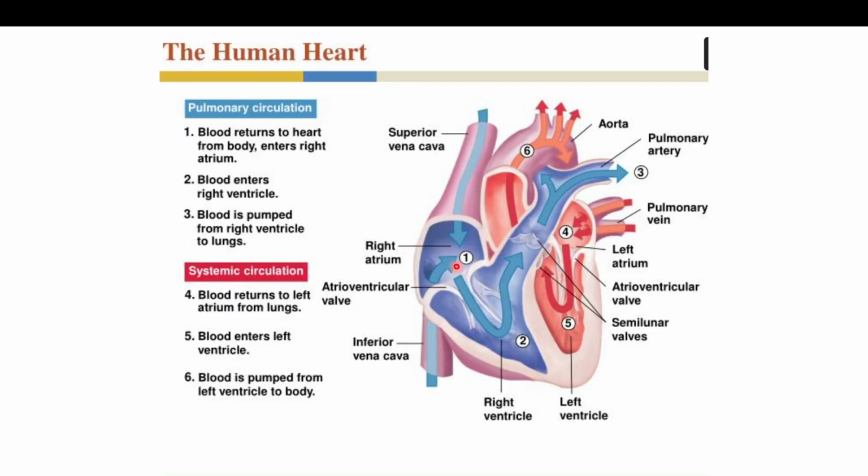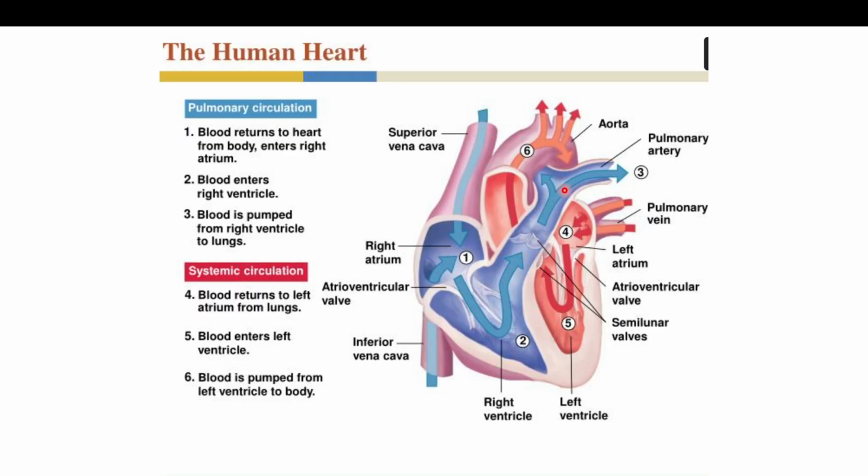Now, if we look at it one by one, this is the right auricle or right atrium, where the blood returns to the heart from the body and enters the right atrium. The passage between the right atrium and the right ventricle is controlled by a valve here, which is called the atrioventricular valve, which helps in regulating the flow of blood into the ventricles. So then the blood enters the right ventricle from the right atrium. And then blood is pumped from the right ventricle to the lungs, from here to here.